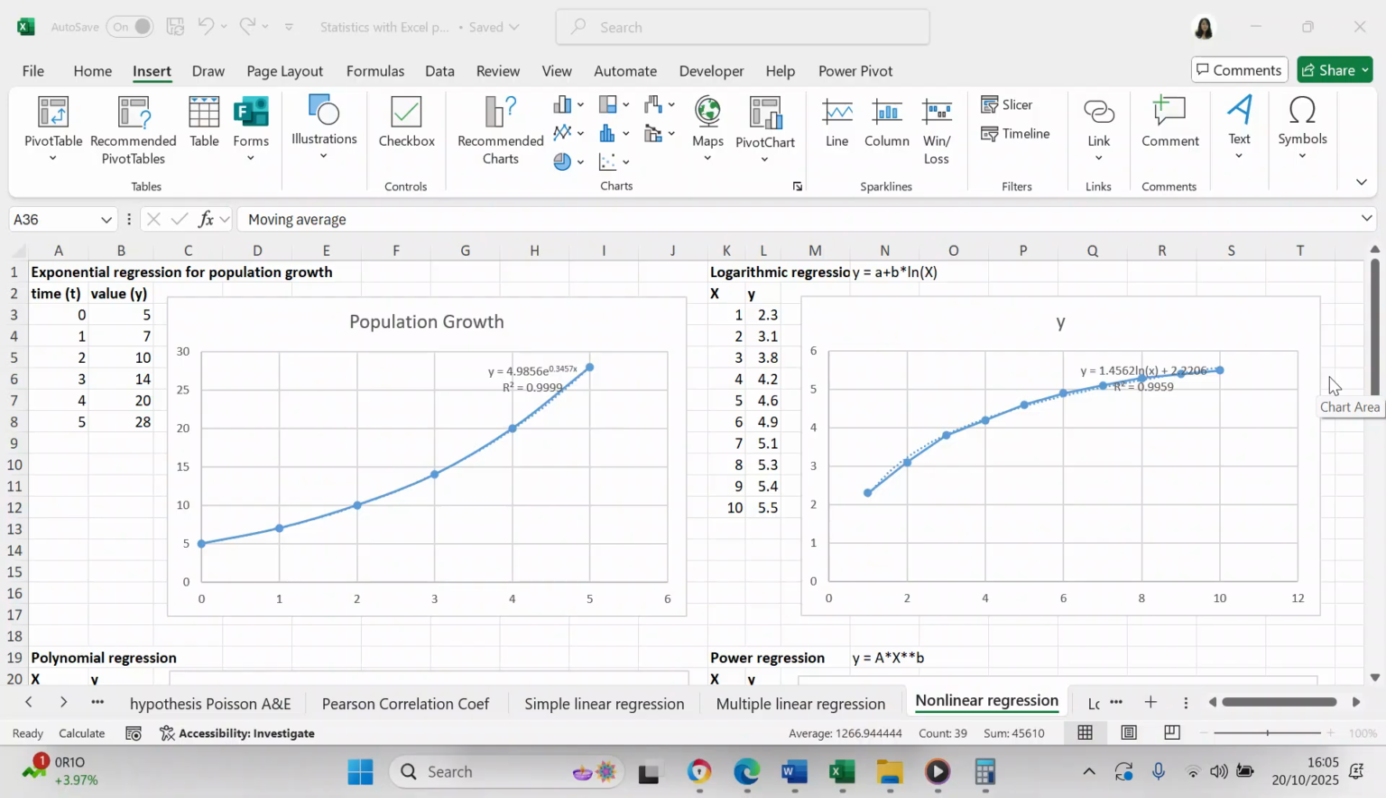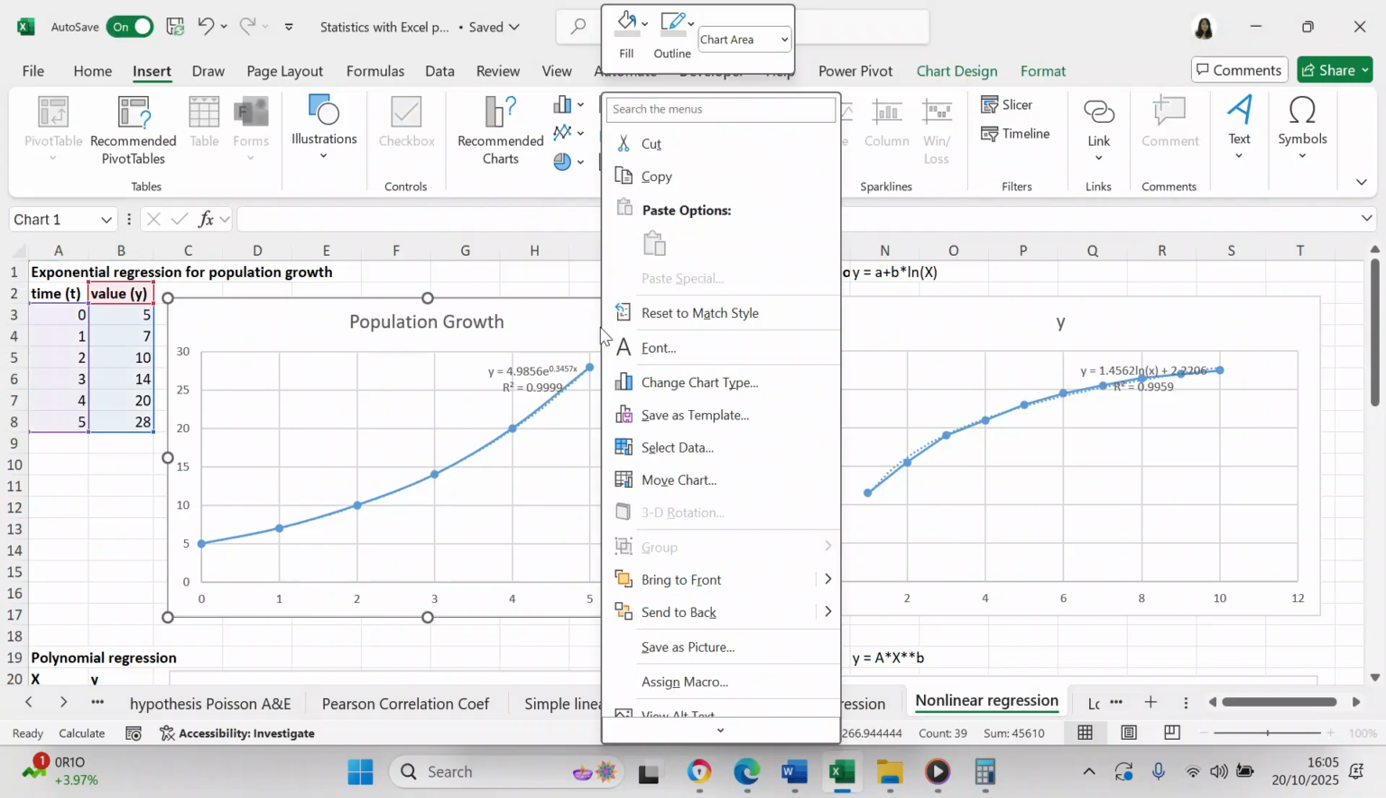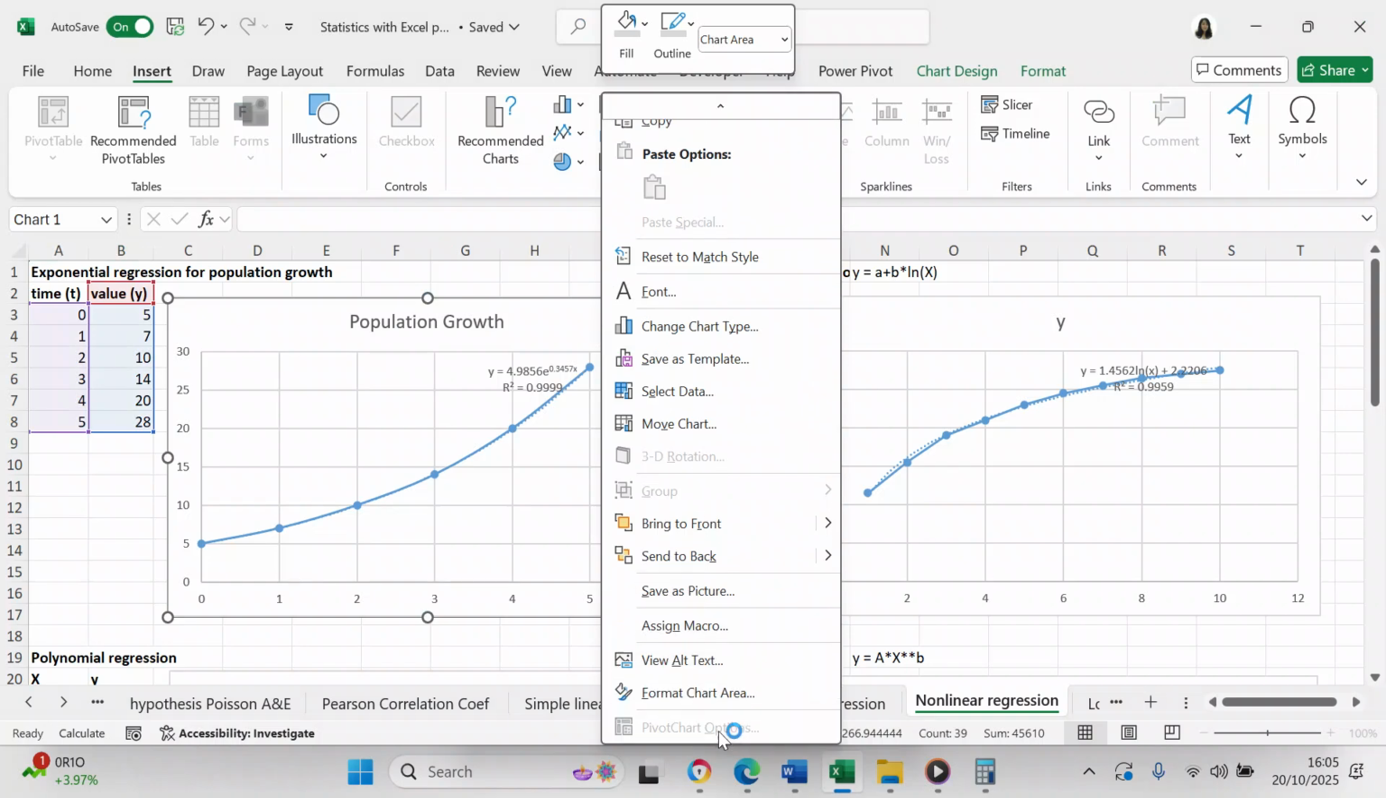And now what we're going to do is discuss nonlinear regression. I've got some charts on my Excel spreadsheet that show you how to make nonlinear regression. I'm going to show you how you get into nonlinear regression.